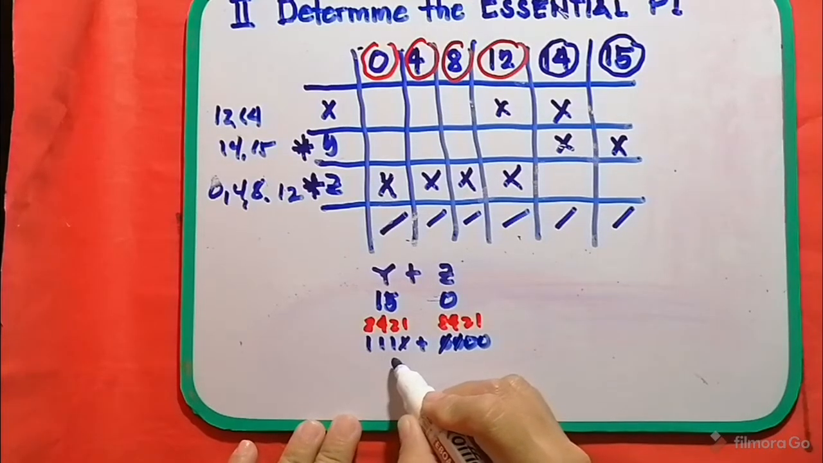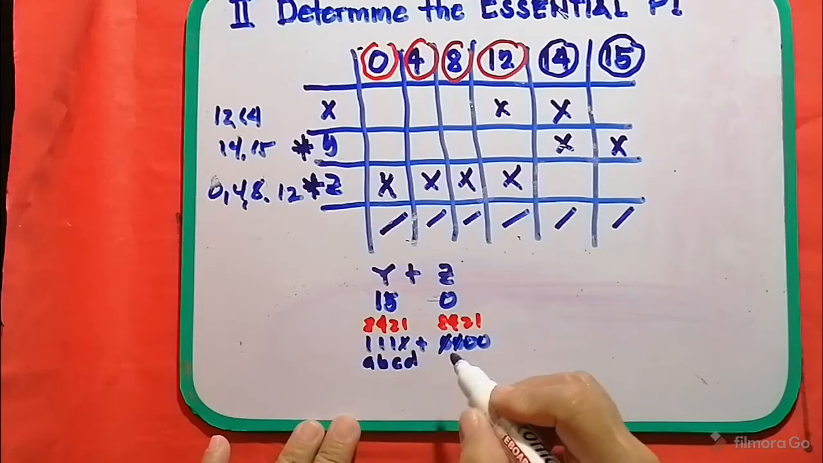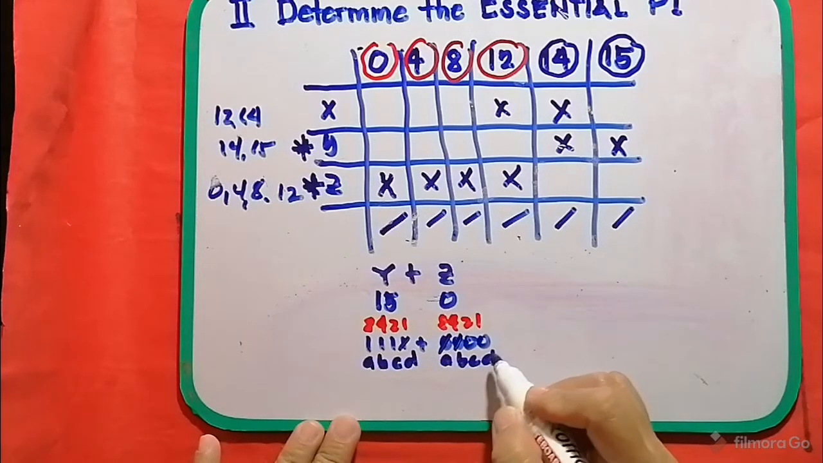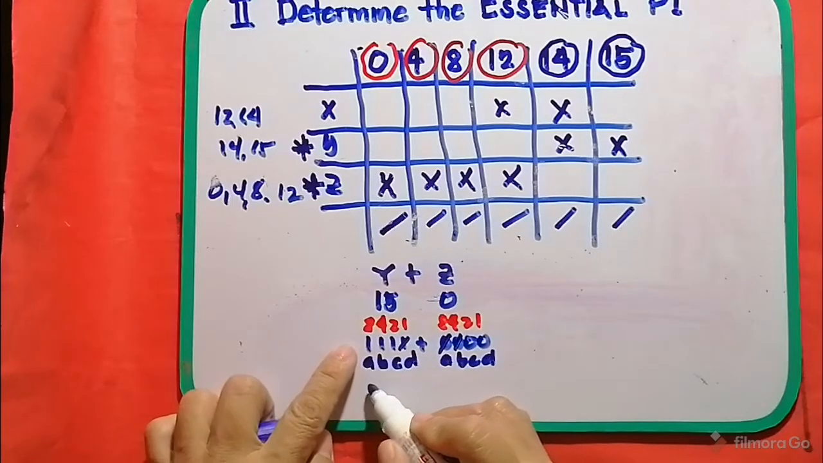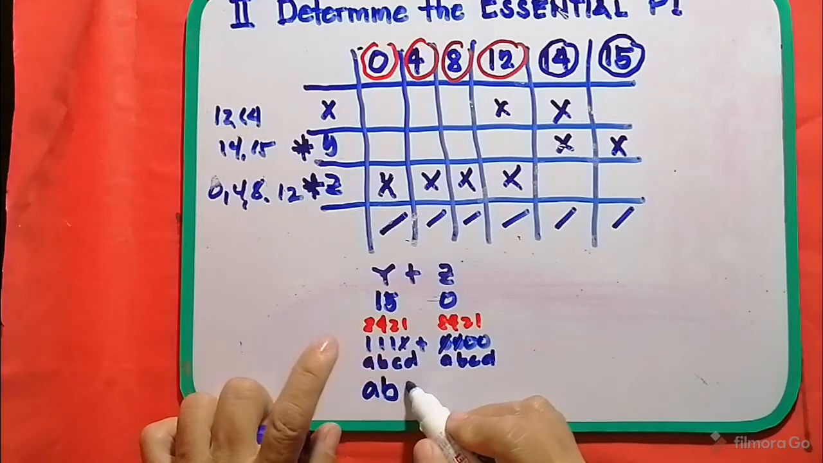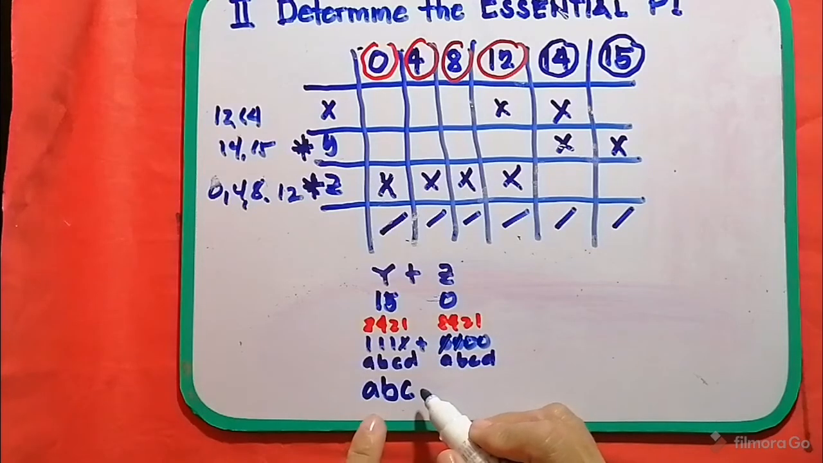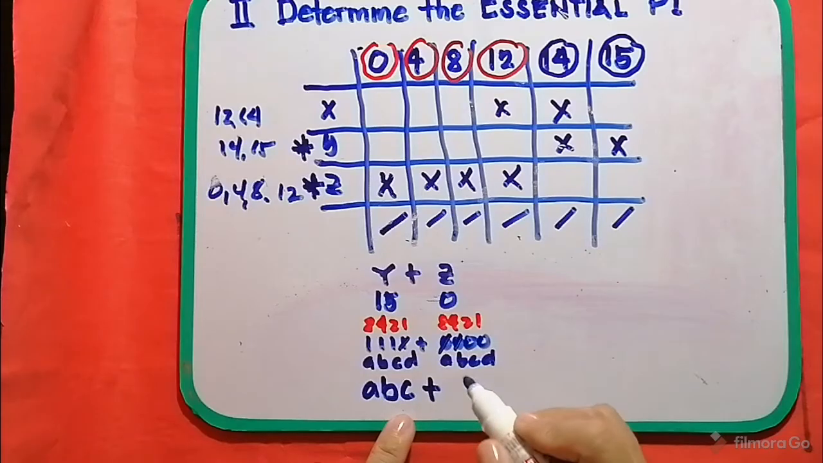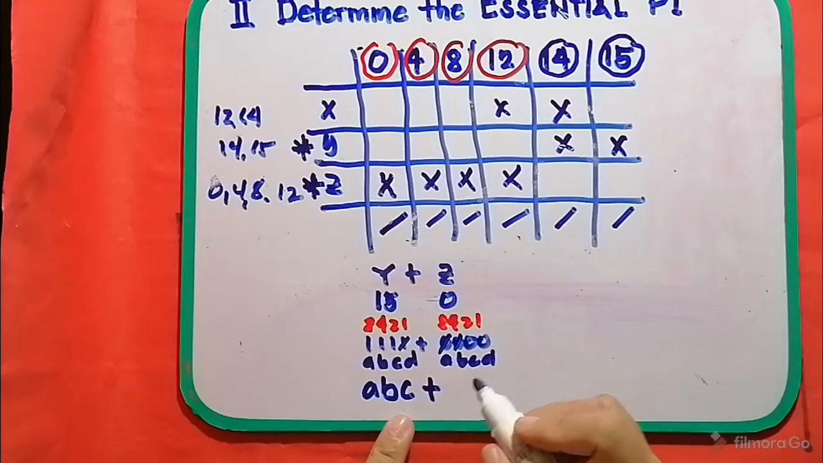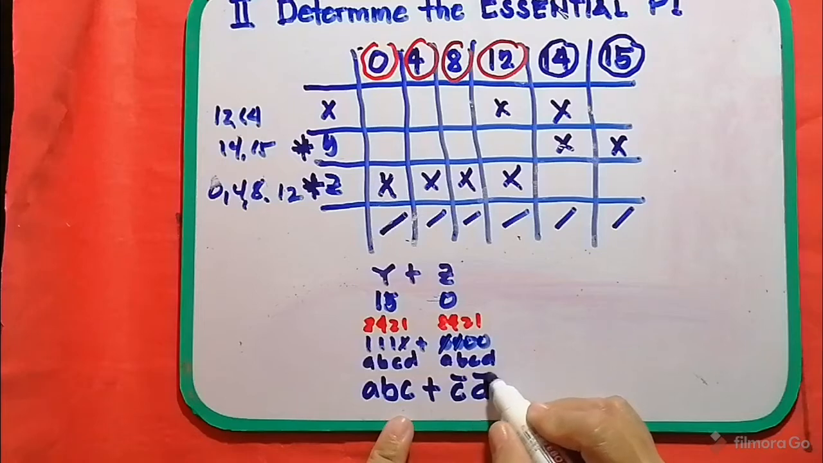Now, note that this is A, B, C, and D. A is 1, so therefore that's A. B is 1, therefore that's B. C is 1, so therefore that is C. Since 1 here is cancelled out, the equivalent minterm will only be A, B, and C. Plus, A here is cancelled out, B is also cancelled out. C has a 0, so therefore that is not C. D is 0, therefore this is not D.